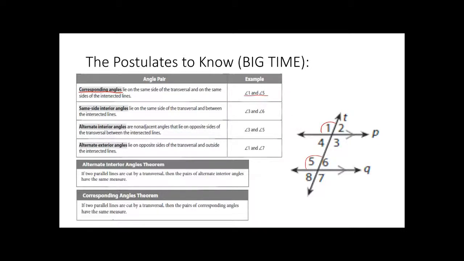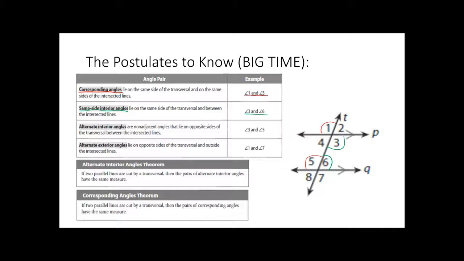All right, so same side interior angles. Let's use a different color. Let's use green. So same side interior angles lie on the same side of the transversal and between the intersecting lines. For example, angle 3 and 6. Think of it like two brothers. They share the same bedroom, right? So they're basically in the same room, but just one different corner. So that'll be same side interior angles.